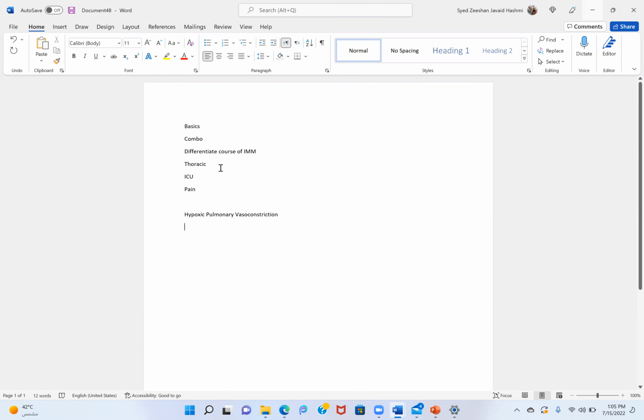So for example, if you say that thoracic is not part of the intermediate module and you don't read about it, there may still be a question, because it's physiology. It's nothing more than physiology. So you may find a question based on hypoxic pulmonary vasoconstriction. This is one thing. Another thing is ICU.